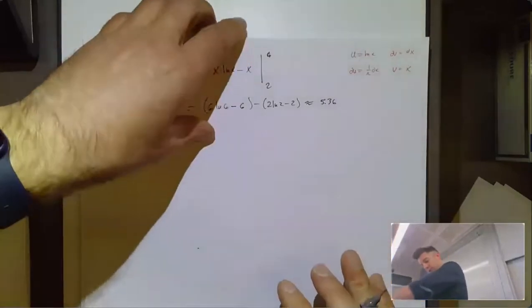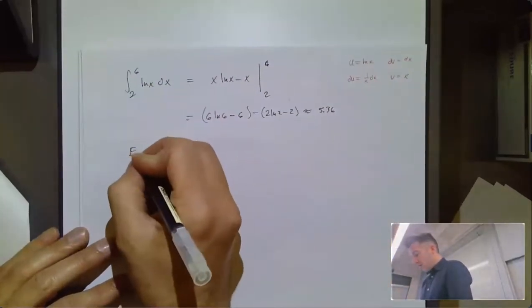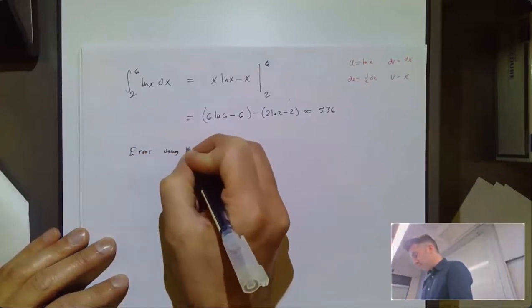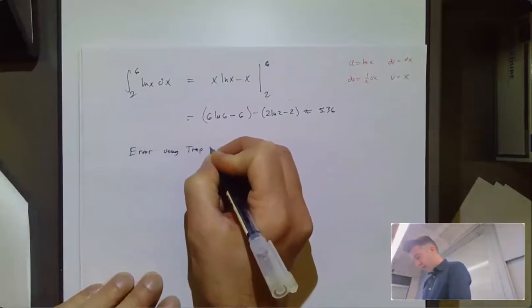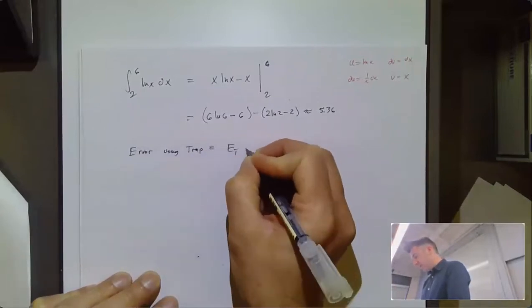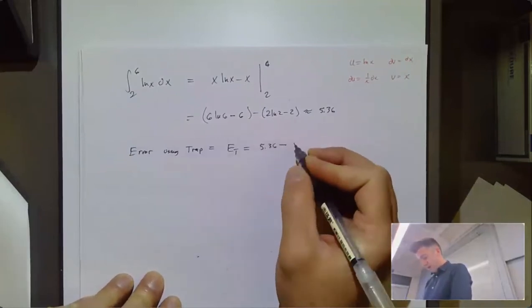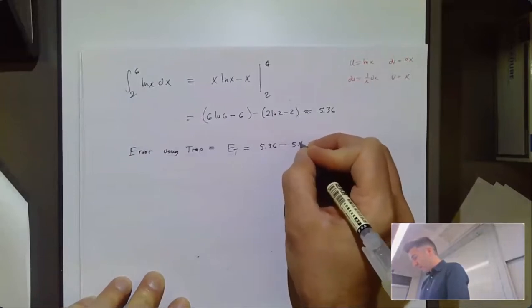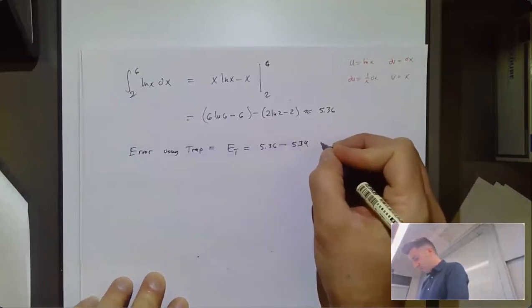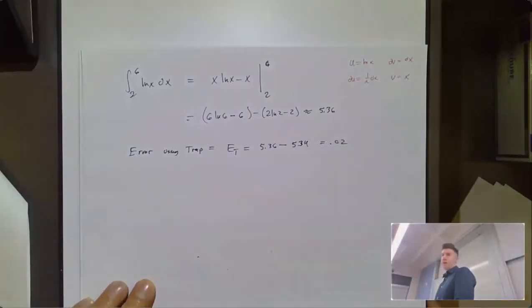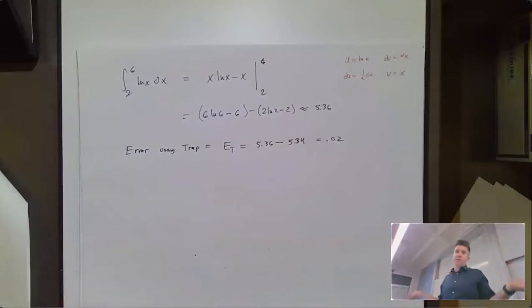So our error using the trapezoid method, which people usually write as E sub t, is equal to our actual value minus our estimate, which was 5.34, which is about 0.02. People usually throw an absolute value around this just so that you can say that your error is a positive number, but you don't have to. Notably, our estimate was under.